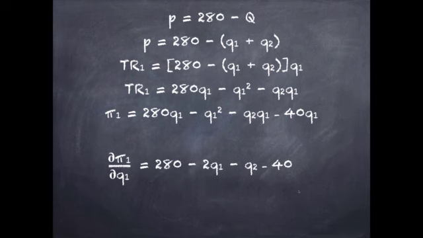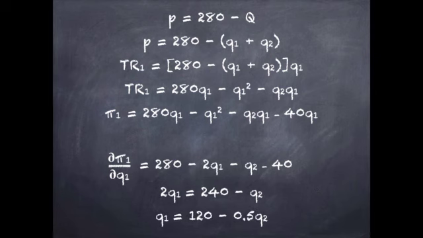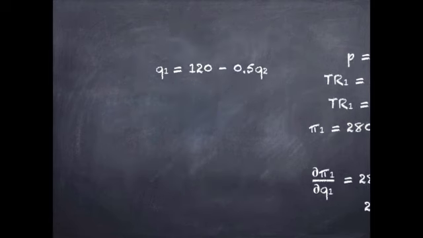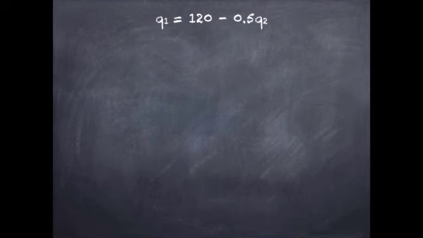And now we set that equal to 0 and solve for Q2. So we add 2Q sub 1 to both sides after we set the first derivative equal to 0. So we have 2Q sub 1 is equal to 240 minus Q sub 2. We divide both sides by 2, and we get Q sub 1 is equal to 120 minus 0.5 Q2. So that is the reaction function of firm 1.